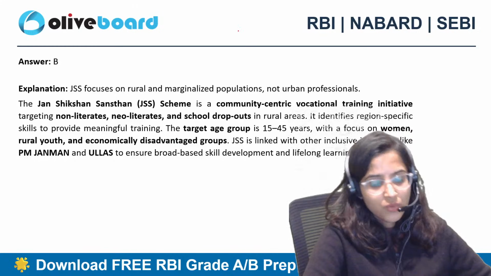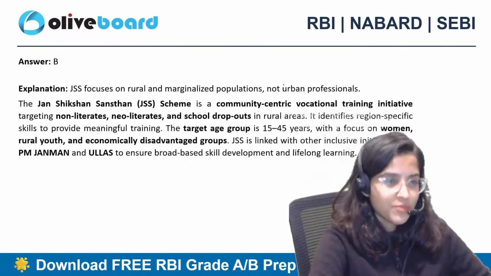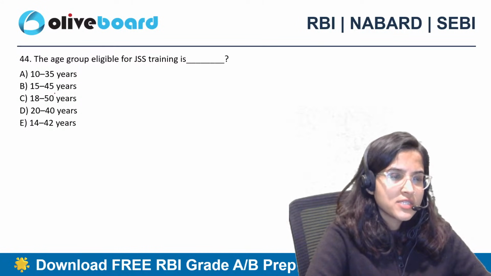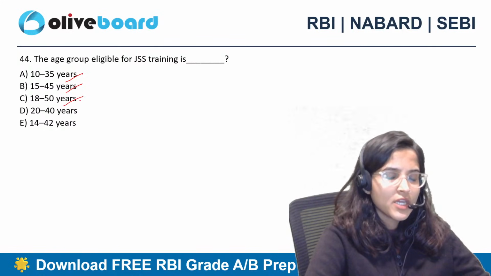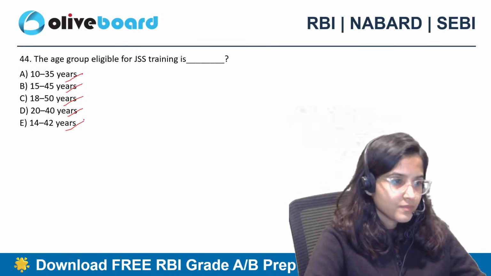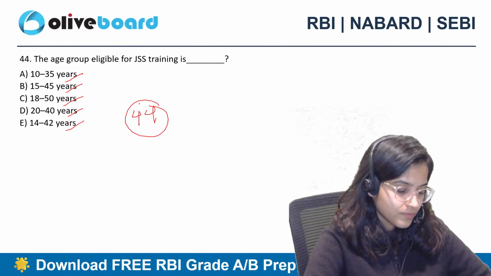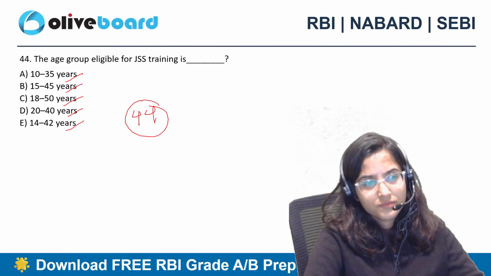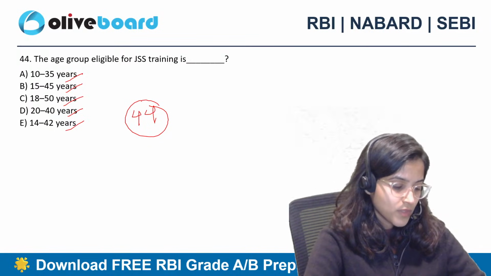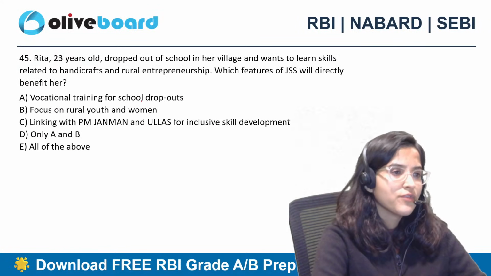43BB, which is absolutely correct. Targeting urban professionals for advanced skills, नहीं urban professionals नहीं है इसमें, ठीक है. The age group eligible for JSS training is 10 to 35, 15 to 45, 18 to 50, 20 to 40 या फिर 14 to 42 years. हाँ जी. 44th question. I have received B as the answer, which is absolutely correct, 15 to 45.